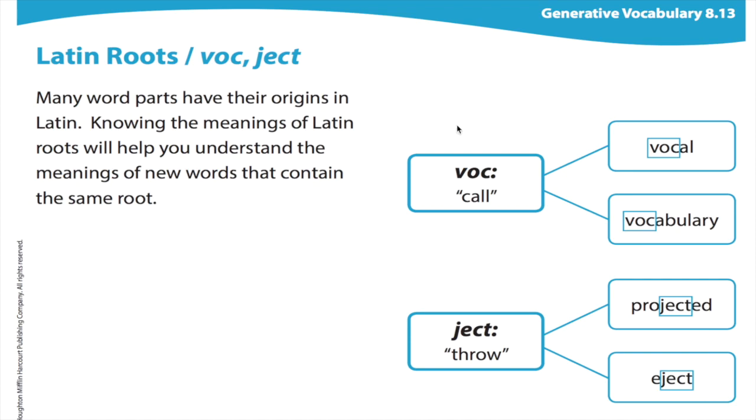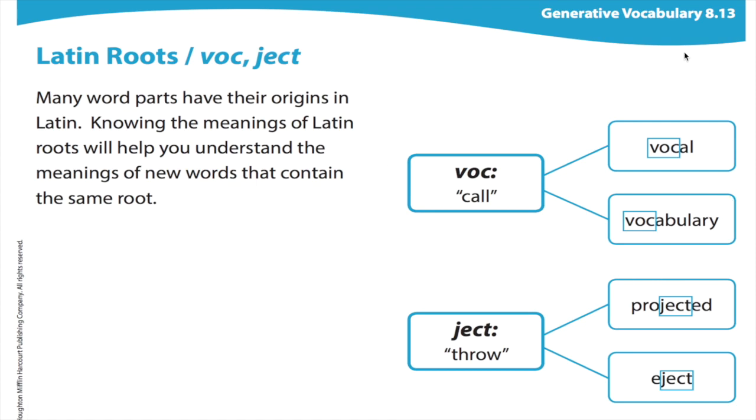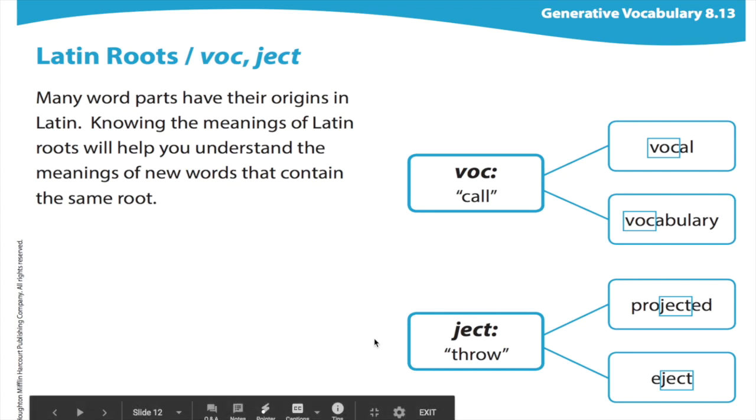If we look at VOC, we have the word call. Vocal and vocabulary have something to do with that word call. We have JECT, which means throw. Projected and eject have something to do with the word throw. So we're going to come across these words later on, and we're going to do a worksheet on these come Wednesday. So I'm going to come back to this one on Wednesday.